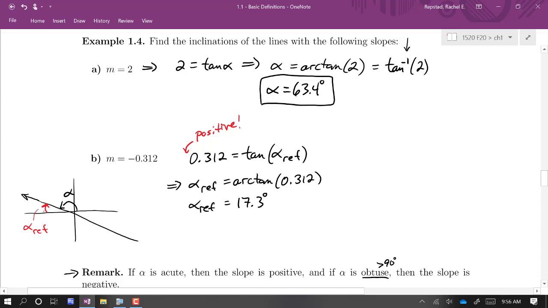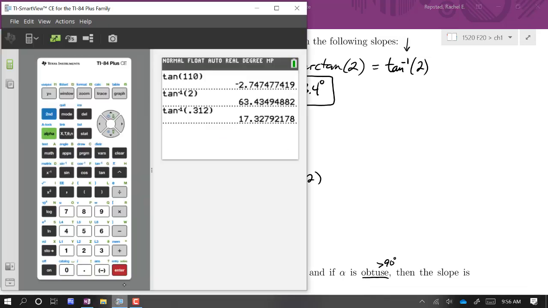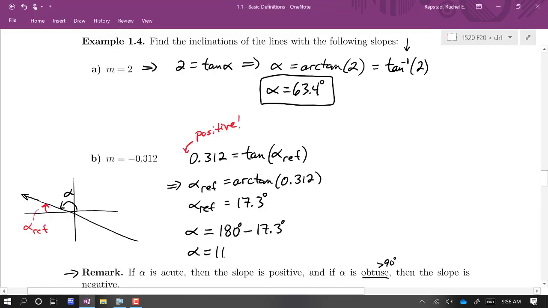Okay, so if I know the reference angle and what I want is this angle alpha, you'll note that alpha and alpha reference are supplementary. They add up to 180. So alpha is 180 minus 17.3 degrees. I get 162.7 degrees. And there's the inclination of that line. So it took a little bit more work to find the inclination for a negative slope.